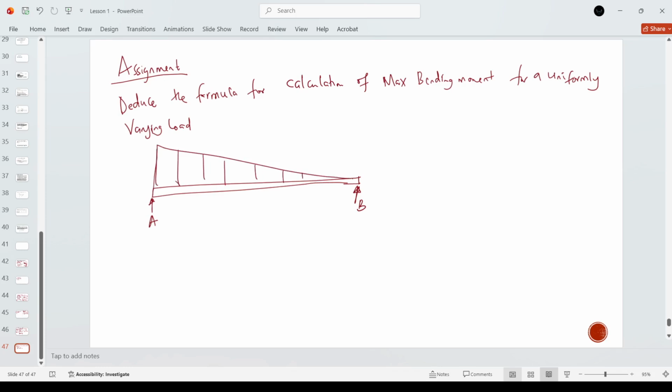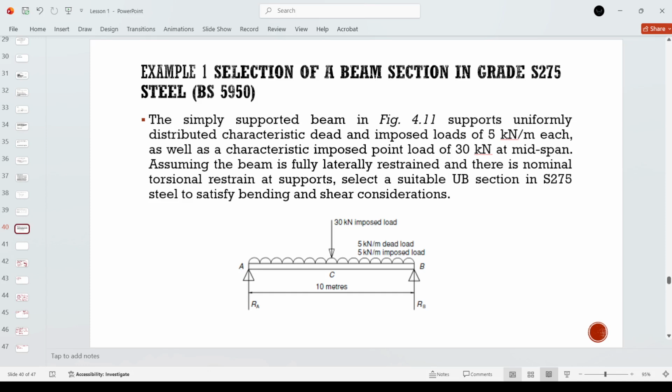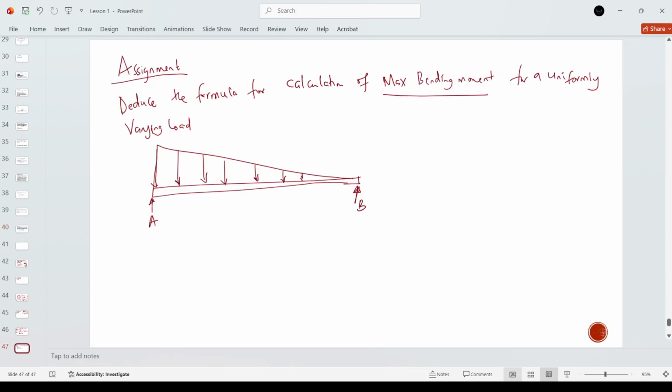So it's a UDL, but it is varying. So deduce that one. How do you obtain the maximum bending moment? Okay, so let's go back to our question now, or maybe I can leave you to write that one. Yeah, write that one for a minute.